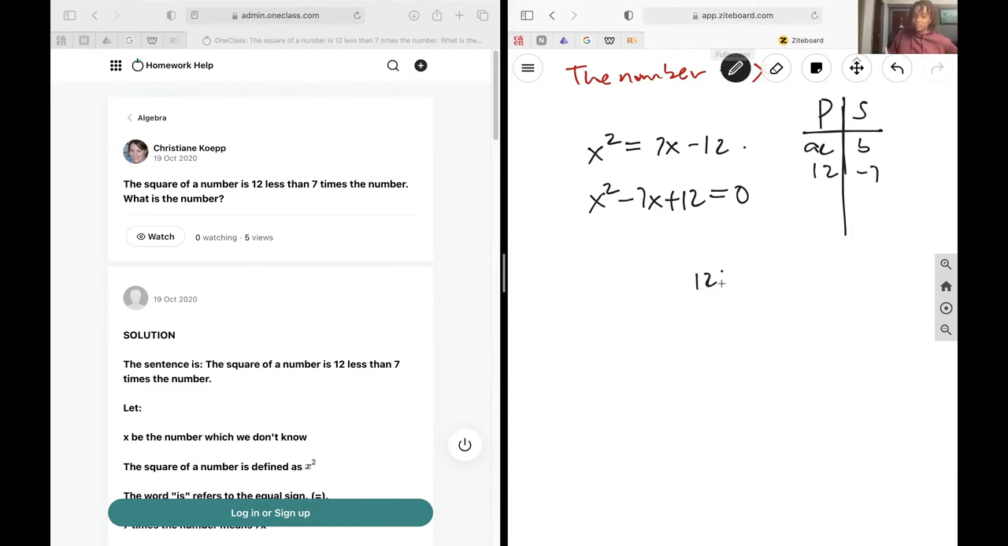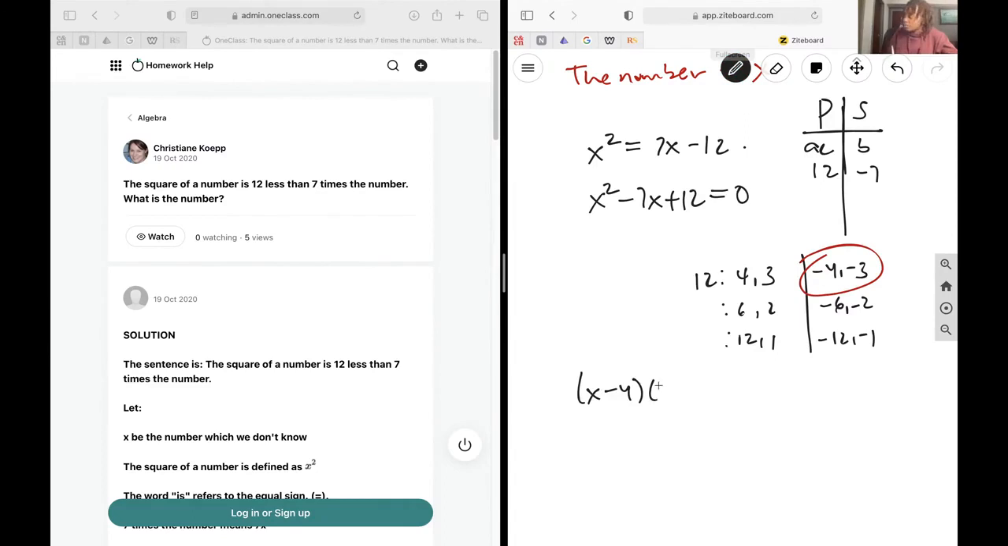The factors of 12 are 4 by 3, 6 by 2, 12 by 1. Okay, and please note that this also includes negative 4 by negative 3, negative 6 by negative 2, negative 12 by negative 1. So can I add any of these pairs to get me negative 7? Yes, I can. I can already see it. Negative 4 plus negative 3 is negative 7. So my two factors are going to be x minus 4 and x minus 3.